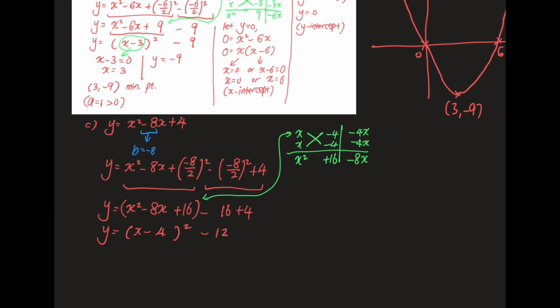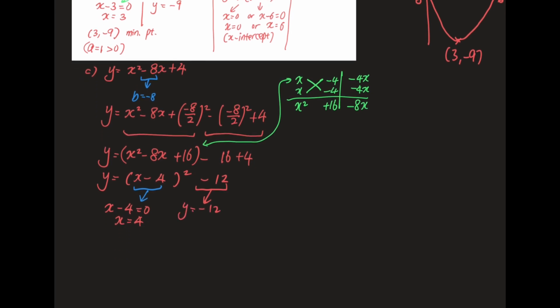Okay, so we take everything in the bracket, let it equal to 0. x minus 4 equal to 0. We get x equal to 4. And then everything behind the bracket, that is y. So y is negative 12. So we have 4, negative 12. This is the minimum point.